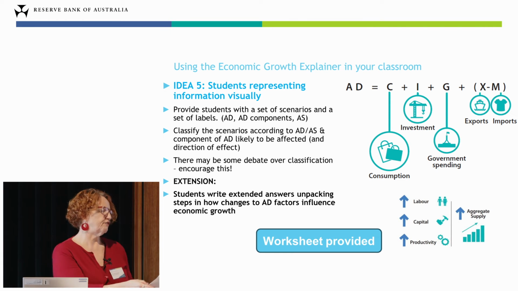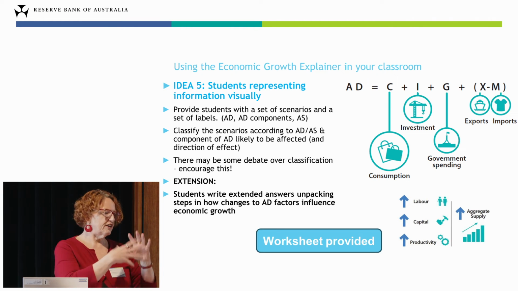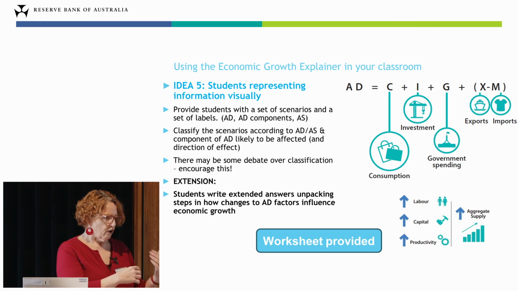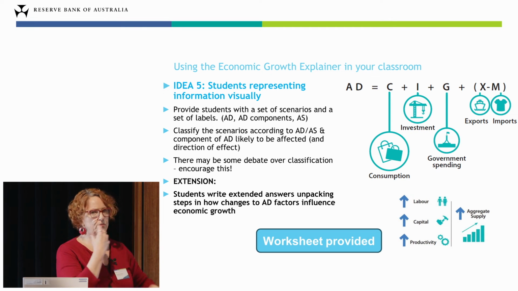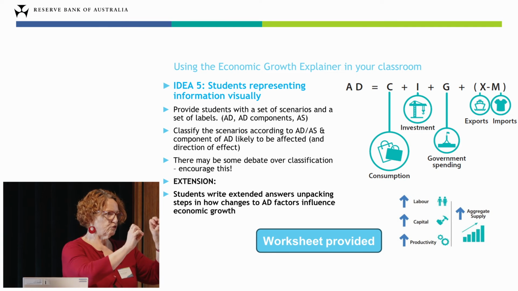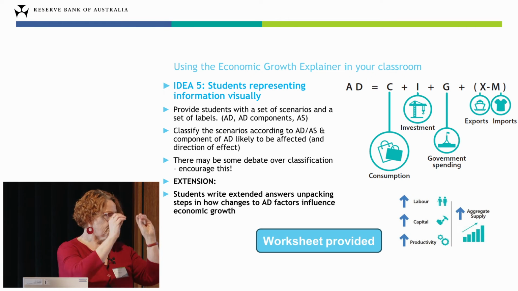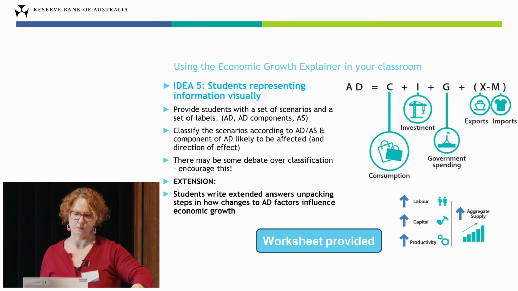The RBA has identified 3 key drivers of aggregate supply: labour, capital and productivity. I tend to teach it in terms of costs of production, availability and quality of resources, productivity, efficiency, that sort of stuff. But you can do the same. You can get them to, like you've got aggregate supply scenarios, and you get them to indicate what they are.